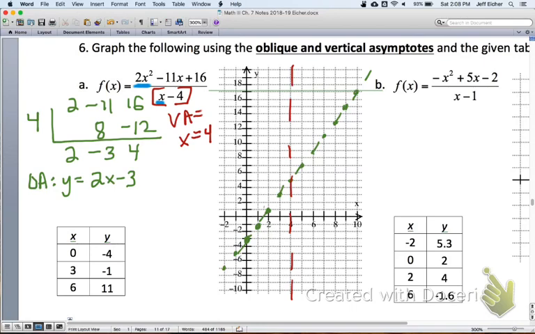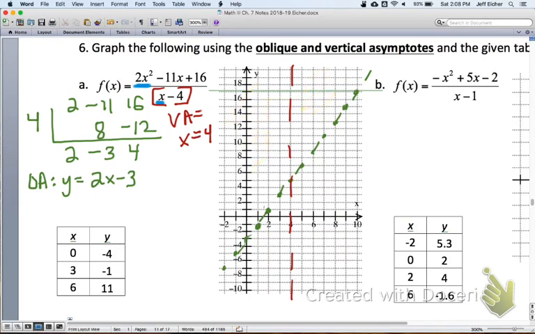So a good way to think of this, we kind of have 4 regions. We have a region here, a region here, a region here, and a region here. So we're going to have branches. Just 2 of the 4 regions are going to have branches. Otherwise it wouldn't be a function.